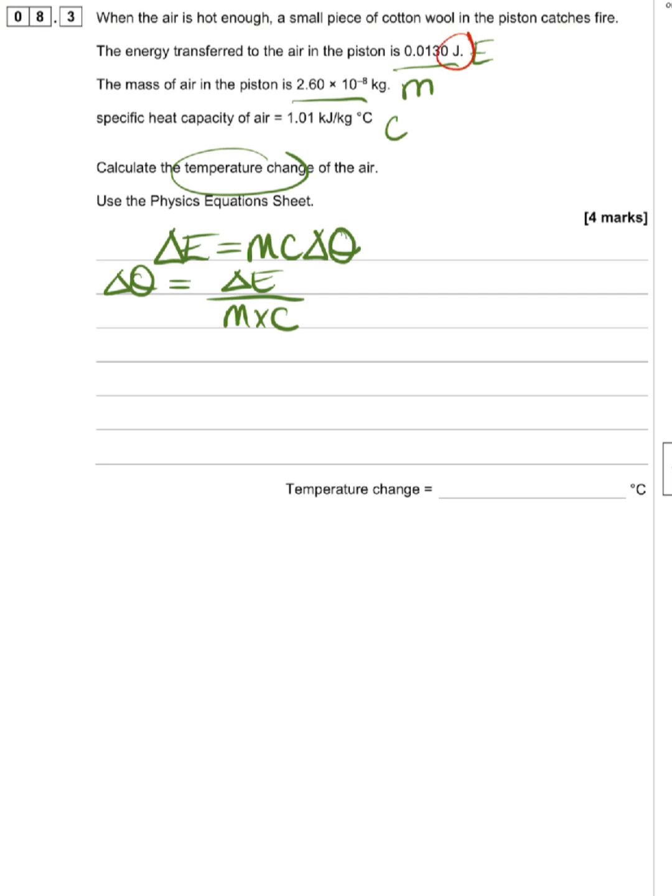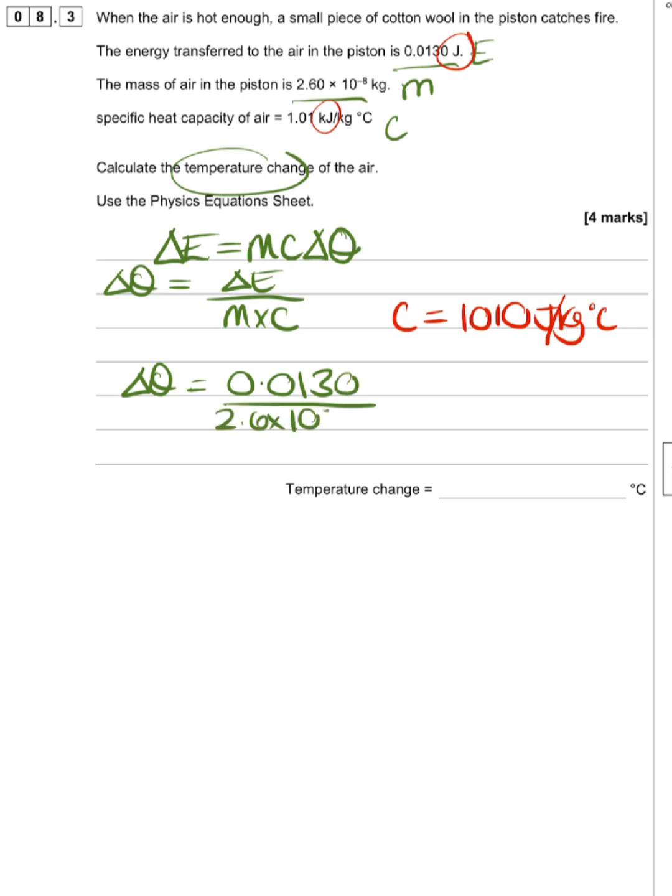Now the other thing you need to spot here is our units. We know that energy should be measured in joules, but we can see our specific heat capacity is measured in kilojoules. So firstly, we have to convert those kilojoules per kilogram into joules per kilogram. So actually our value for c is 1010 joules per kilogram per degree C. When we then plug that in, we take our energy of 0.0130, we divide it by our 2.6 times 10 to the minus 8, multiplied by our 1010, and that gives a value for the temperature change of 495 degrees.